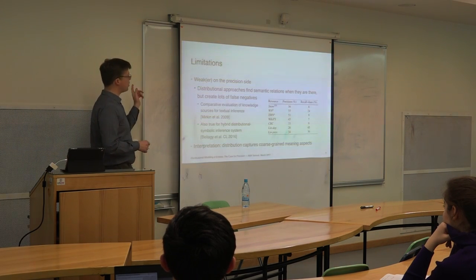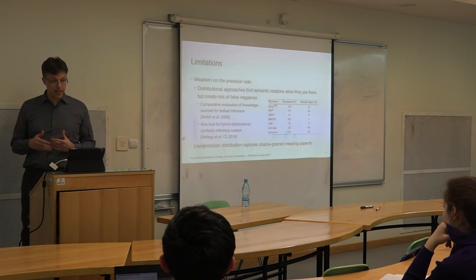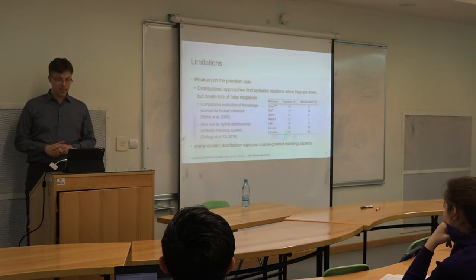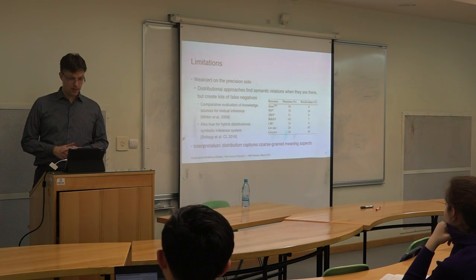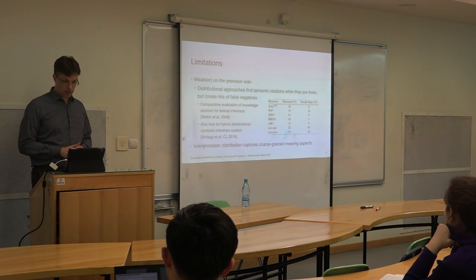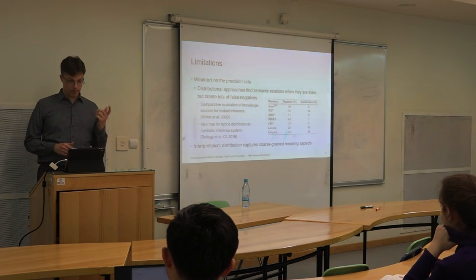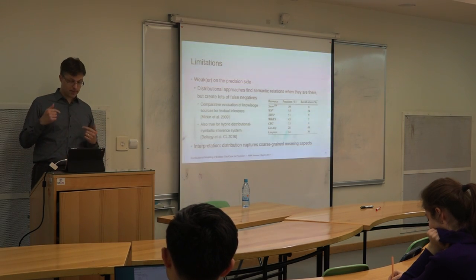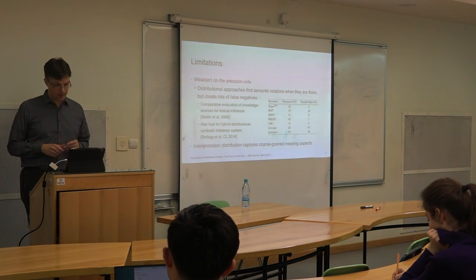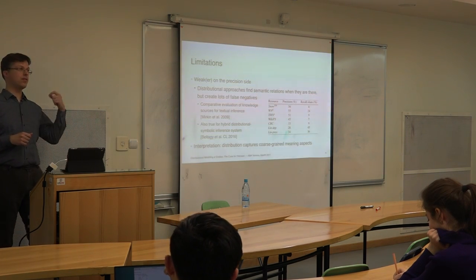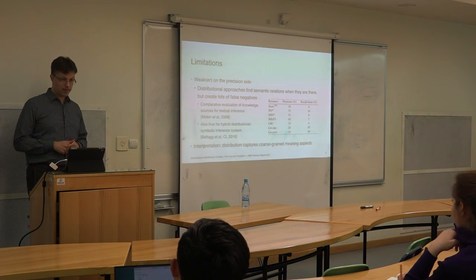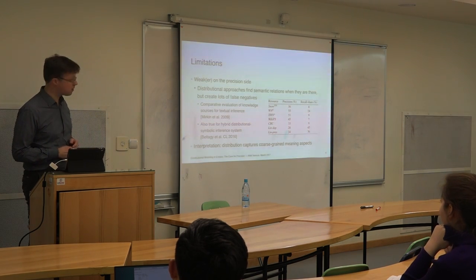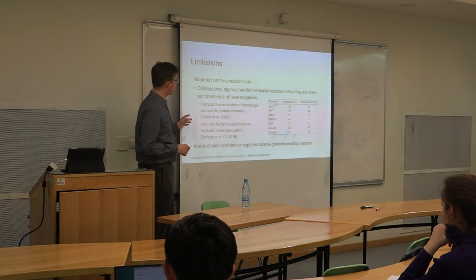A well-known limitation of the distributional approach is that it tends to be weaker on the precision side. You learn a lot of stuff about a lot of words, but you can't really rely on all of this. For example, distributional approaches find semantic relations when they are there, but this is formulated the wrong way around here. If a distributional approach tells you that two words are semantically related, then you can be fairly sure about this, but they miss lots of semantic relations. This is something that different people have shown over the years.